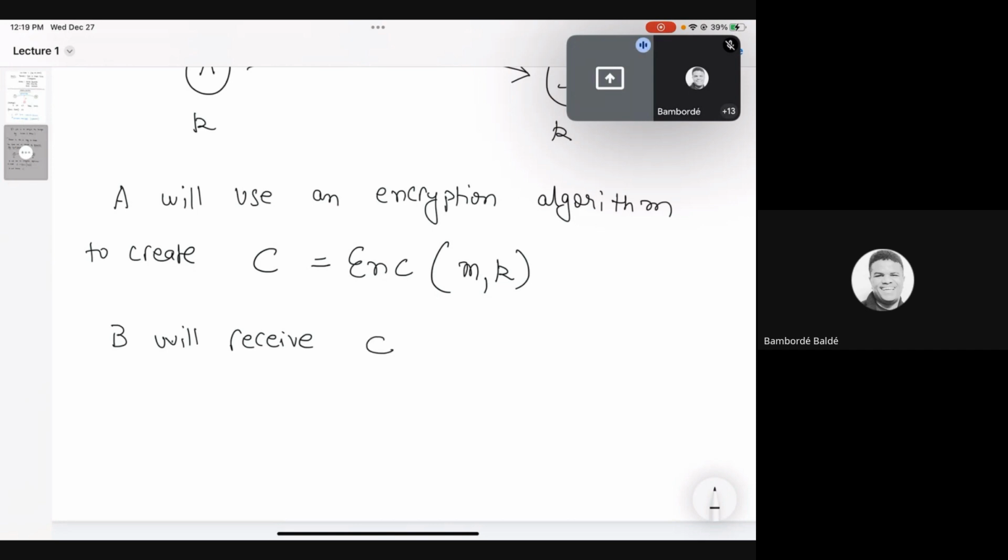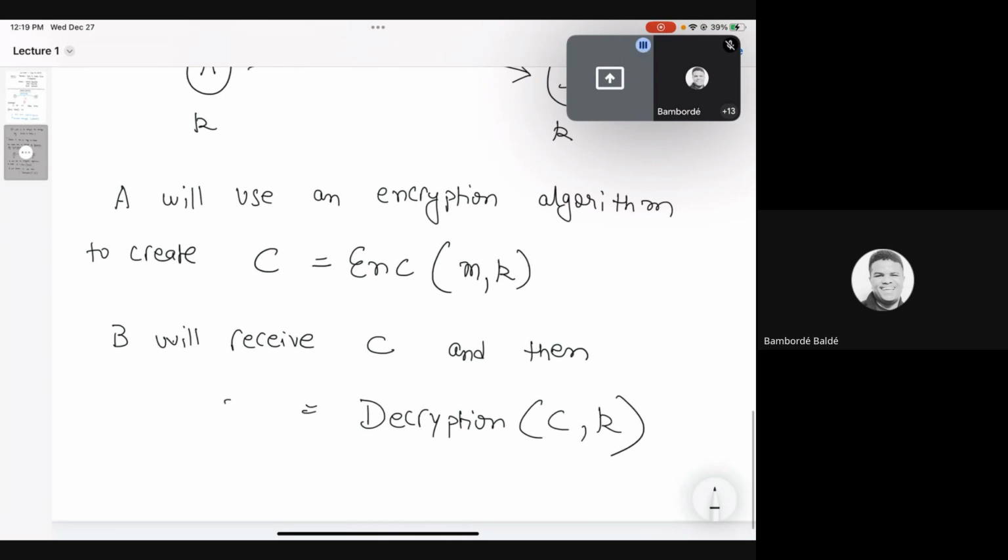B will receive C, and then B will apply a decryption algorithm. B will have a certain decryption algorithm that will again use this key, and it will be applied to this C to recover the original message. So this is a basic symmetric key cryptography, how it works.